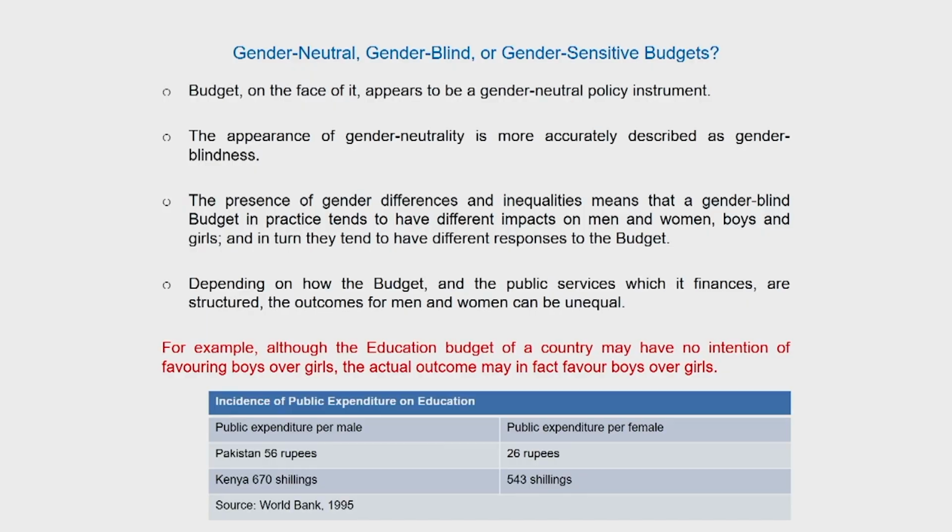Now understand this, that even though the budget is primarily a gender neutral or gender blind policy instrument, the fact remains that there are gender inequalities within a society. And the fact that there are gender inequalities means that the starting points of boys and girls and men and women are different. Girls and women generally start from a point which is much lower than boys and men within a society.